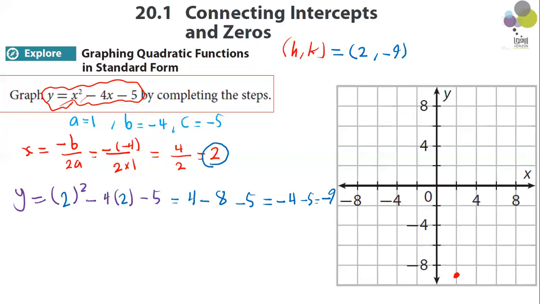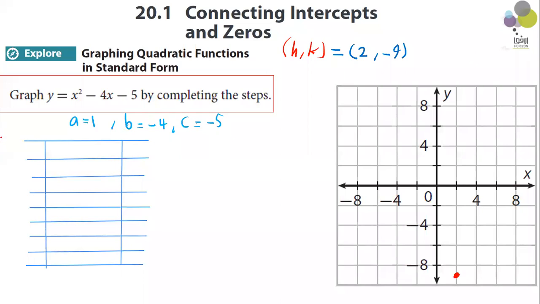Okay, now we will create a table that represents this function. First step, we have to put the vertex in the middle. So the vertex will be here, 2 and -9. First column for x, second column for the rule of the function, x squared minus 4x minus 5, and the third column for the function, or y, or f of x, as you like. I put the vertex in the middle, and I will choose some values less than 2 and more than 2. Less than 2 like 1, 0, and -1. More than 2 like 3, 4, and 5.